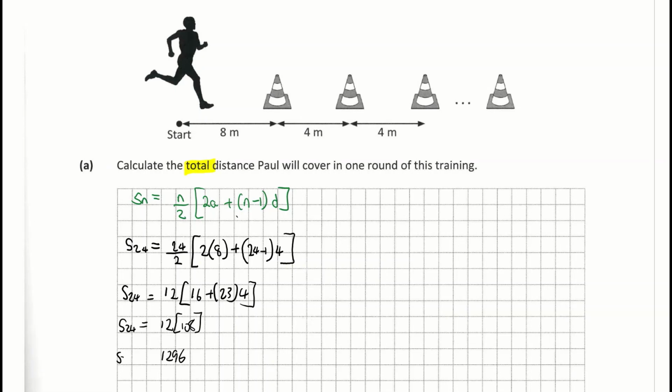1,296. And remember that we said that he has to go to the cone and back to the start line. So I'm going to multiply that by 2 because he must return each time, which is giving me a distance of 2,592 meters. And that's part A.